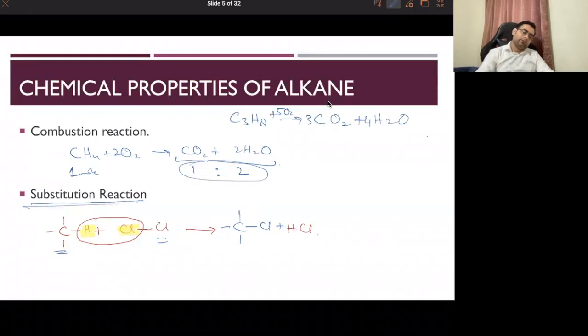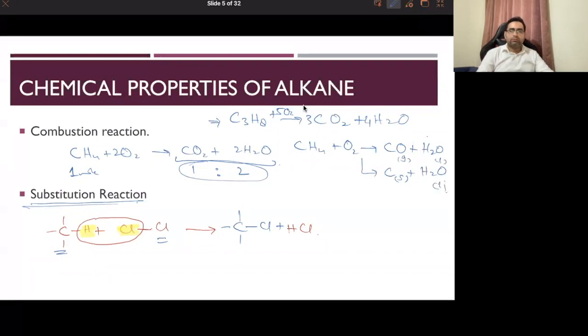Incomplete combustion releases carbon monoxide. This happens when oxygen is in limiting quantity. So the products are carbon monoxide and water, and even solid carbon is also formed. Soot is formed when oxygen is the limiting reactant. So this is incomplete combustion. But you don't need to focus on incomplete combustion. Consider that 21% of the air is oxygen, so oxygen is always in excess.